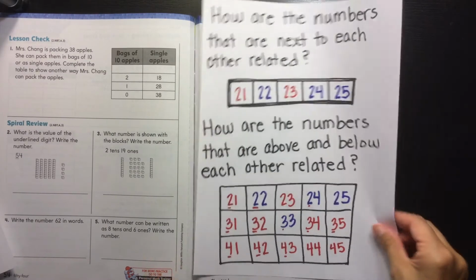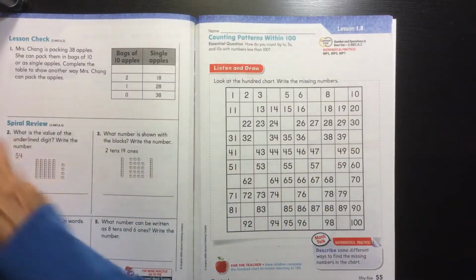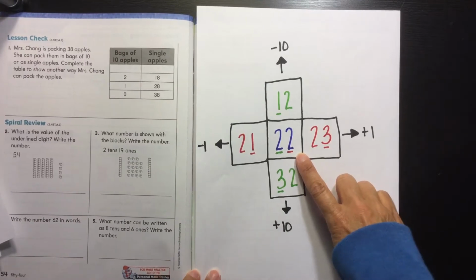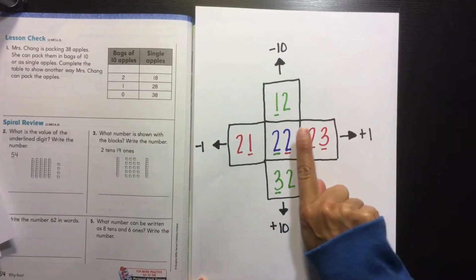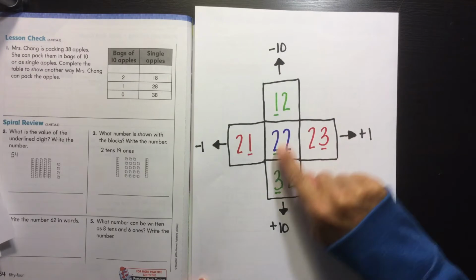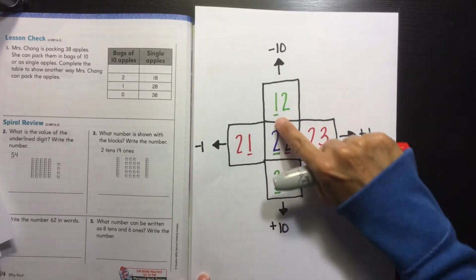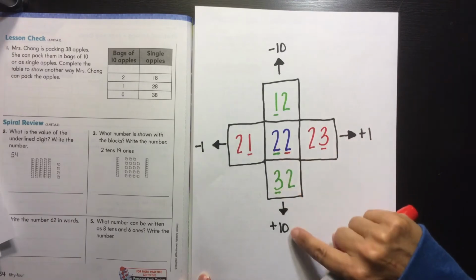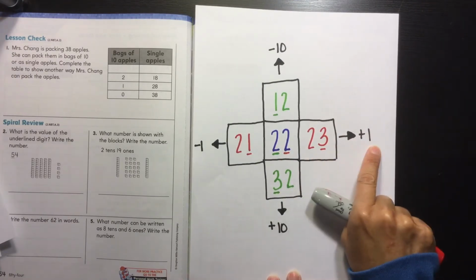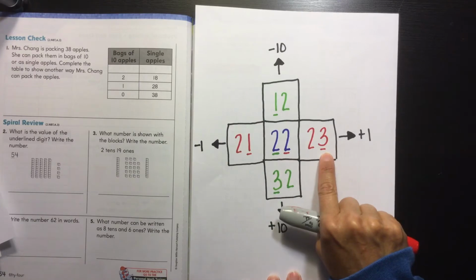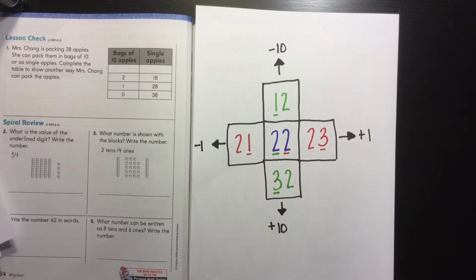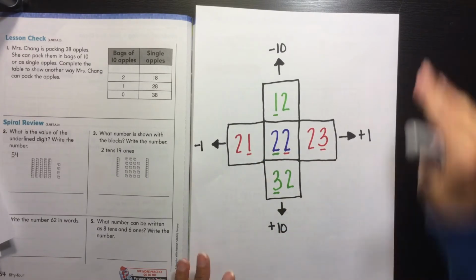So as a review, we know that if you have a number on a number chart, like 22, if we go up, we're going to subtract a 10. We take 1 ten away. And if we go down, we're adding 10 more, 32. If we go to the right, we're adding 1 more, so the tens place stays the same. And if we go to the left, we're subtracting 1. I'll have this chart hung in our classroom.